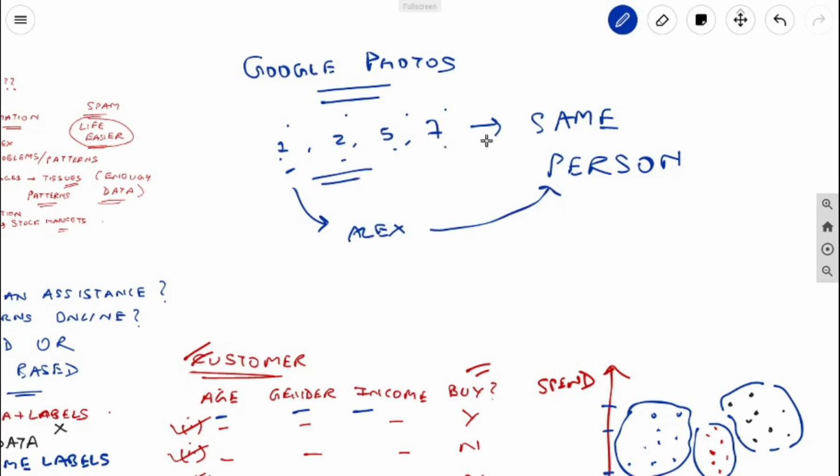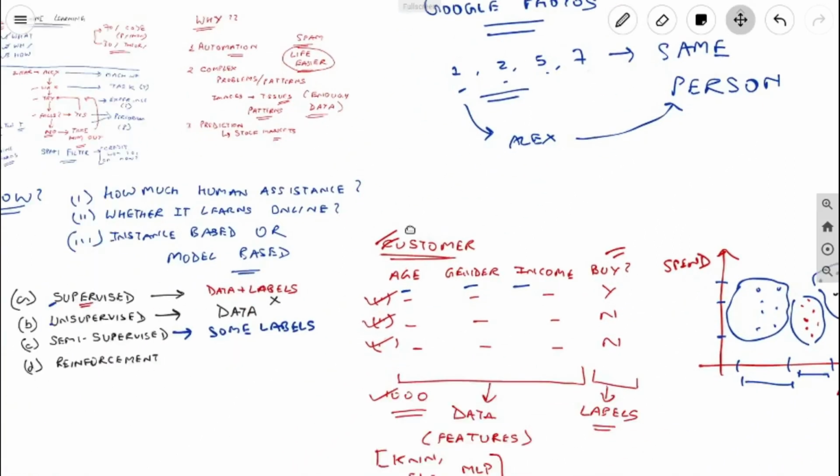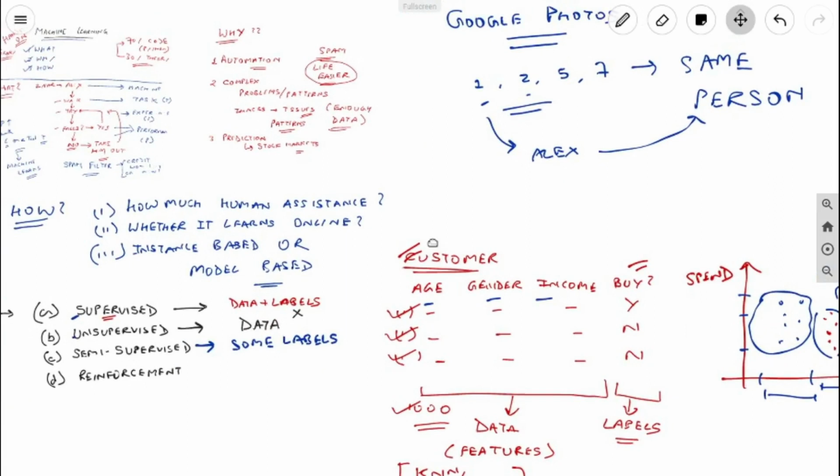So that is what semi-supervised learning is. You give labels for only some data and you do not label the rest of the data. That is done automatically by the algorithm.